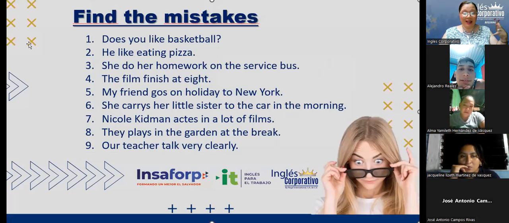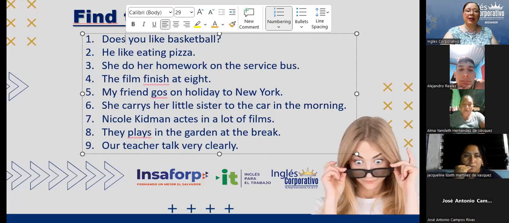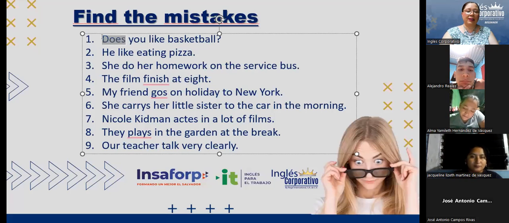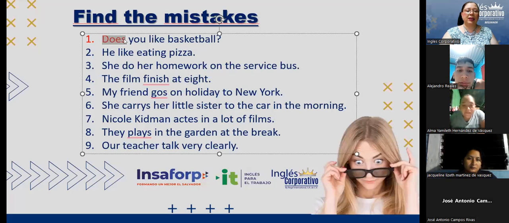Okay, Jose Antonio, come on. Tell us. Incorrect. It is incorrect? Okay. So, we change the mistake and it will be like this, right? Because this one is the mistake. So we are going to place it like this. And it is do. Why? Because the auxiliary verb for you is do, not does.